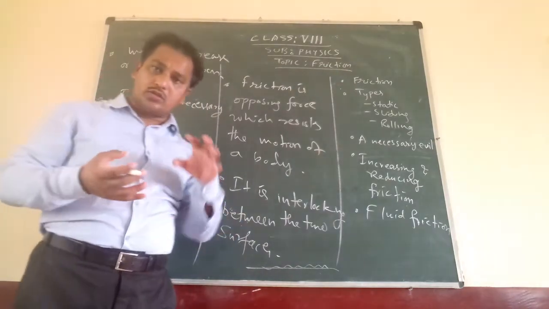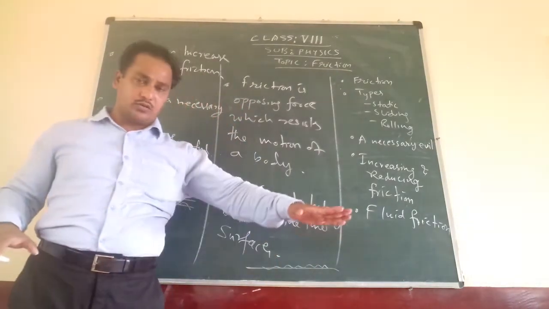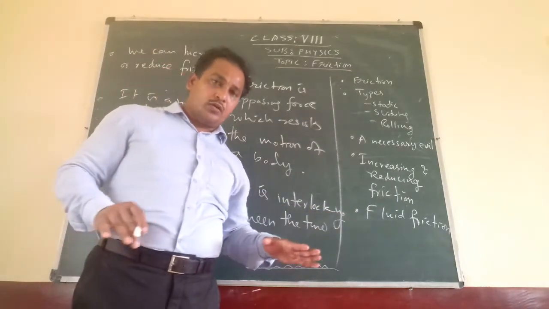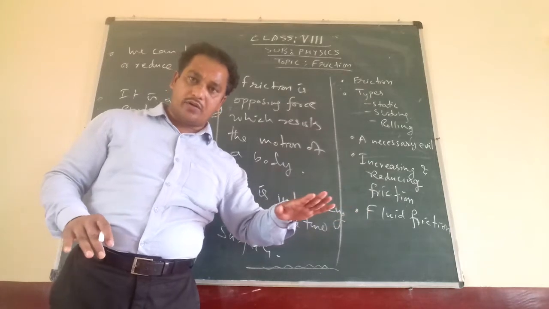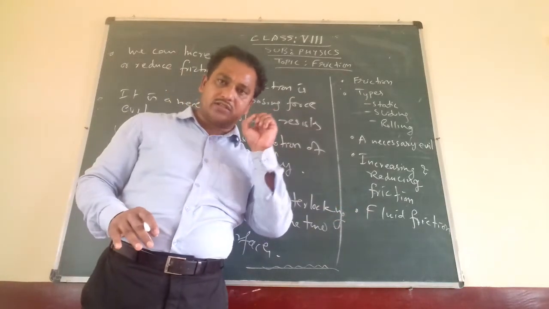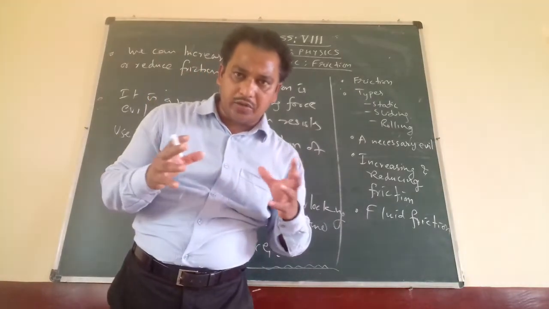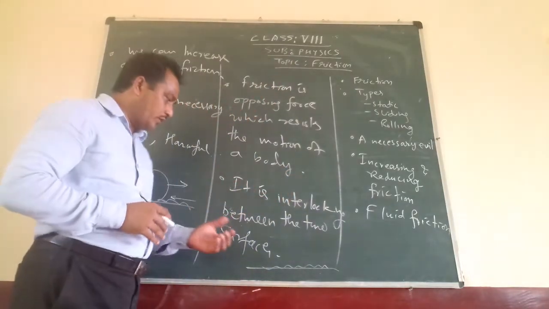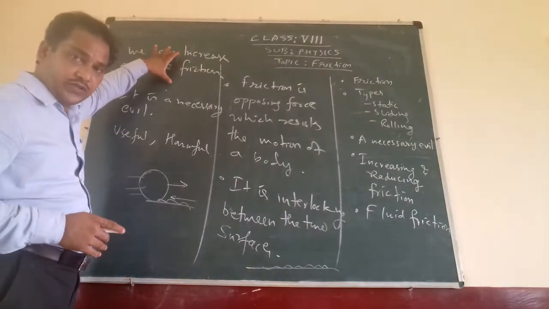You are able to walk because of interlocking between the shoe surface and the earth. This is the ground, the floor. It seems very smooth, cemented or tiled, yet there are uneven surfaces which we cannot see clearly. So it is interlocking between the surfaces because of which we are able to do a lot of work. We can increase or decrease friction also.